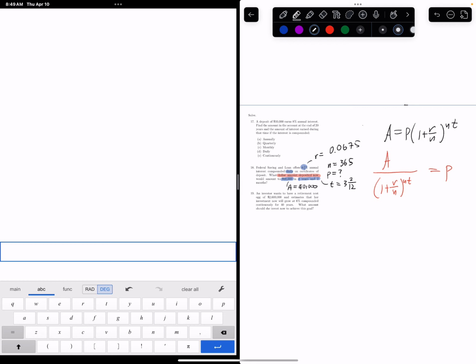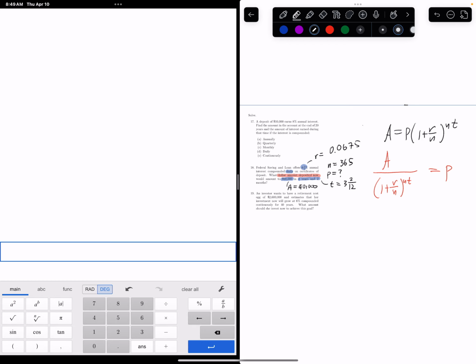Okay, so the A goes on the top. A in this case is the 40,000. So 40,000, right? Divide by parentheses 1 plus r, which is 0.0675, divided by n, which was 365.